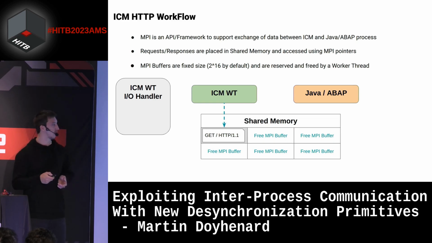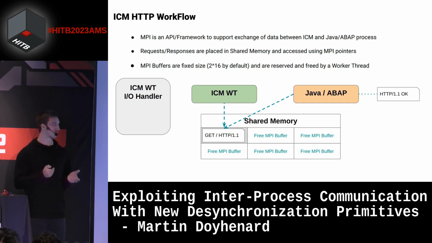Okay? So now, when the worker thread first calls the parser, then it calls the internal handlers. If the internal handlers fail to resolve the request, it will have to send it to the Java or ABAP process, the worker process. So it will just send the MPI pointer, the reference to this position.